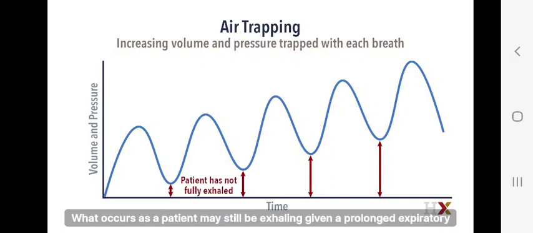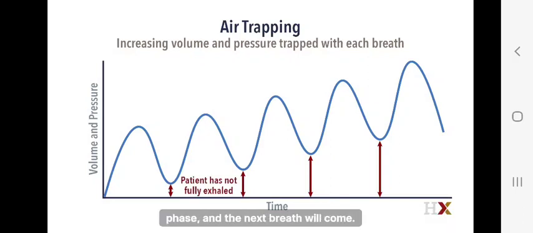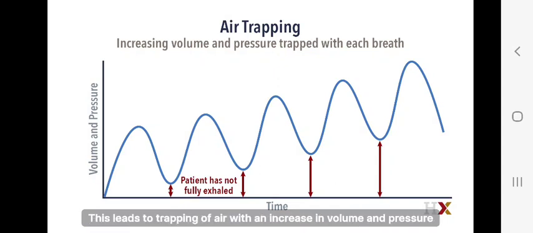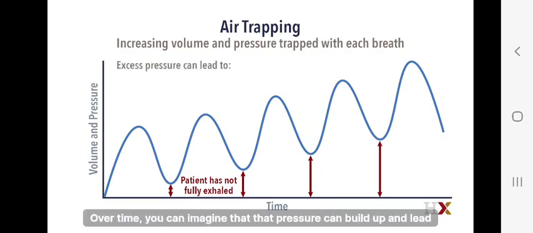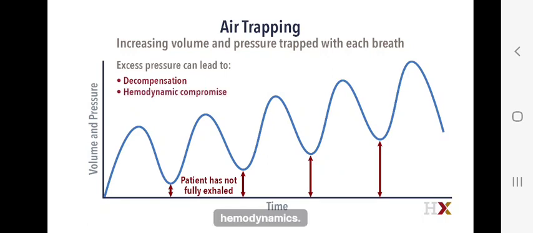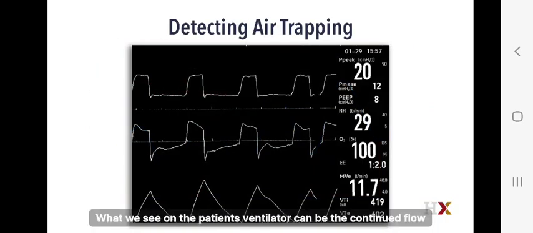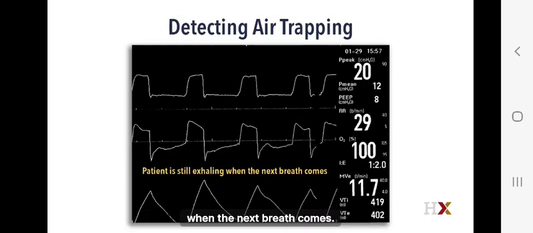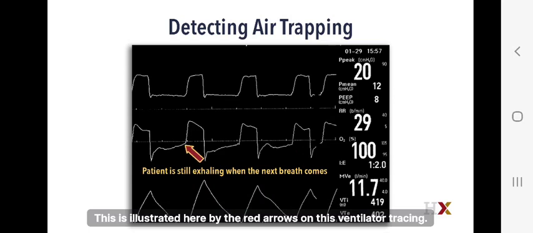What occurs is a patient may still be exhaling, given a prolonged expiratory phase, and the next breath will come. This leads to trapping of air with increasing volume and pressure with each breath. Over time, you can imagine that pressure can build up and lead to compromise in the respiratory function as well as the patient's hemodynamics. What we see on the patient's ventilator can be the continued flow when the next breath comes. This is illustrated here by the red arrows on this ventilator tracing.